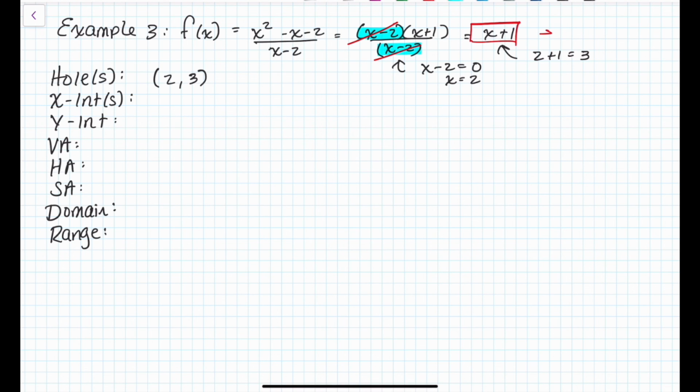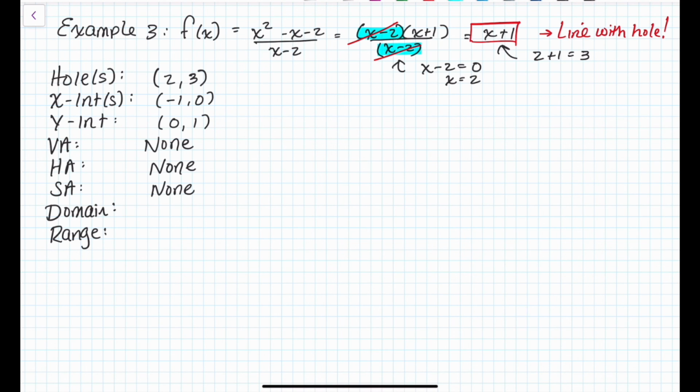Okay, the rest of this is pretty straightforward because my function just simplified to a line. And it's simply a line with a hole in it. It's not even a rational function anymore. So we won't have any vertical asymptotes or horizontal asymptotes. We do have an x-intercept at -1, 0, and a y-intercept at 0, 1. No vertical asymptote, no horizontal asymptote, no slant asymptote.